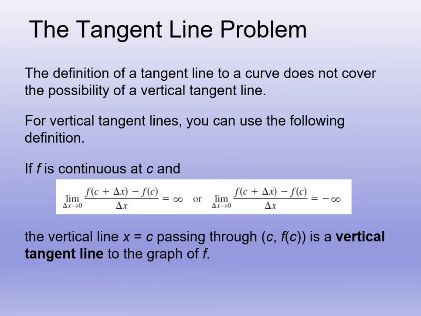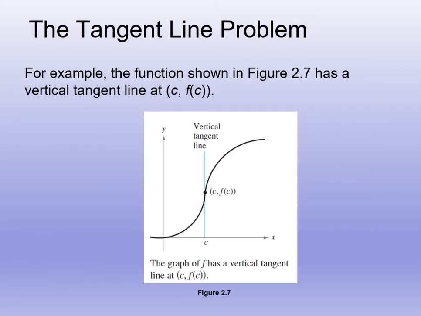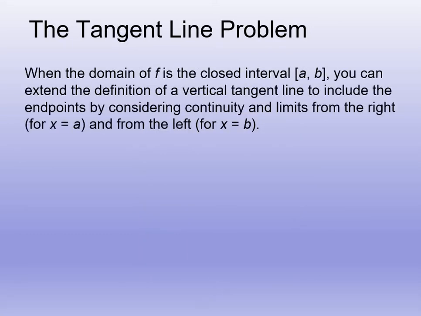Now what we have to pay attention to is that the tangent line problem, the limit definition, doesn't cover the possibility that we might have a vertical tangent line. If f of c plus delta x minus f of c all over delta x, as delta x goes to 0, equals infinity or negative infinity, that gives us a vertical line at x equals c. So we have to be careful with how we do this. Here's what it might look like graphically. The tangent line might actually be a vertical line, so we just have to be careful when we do this.